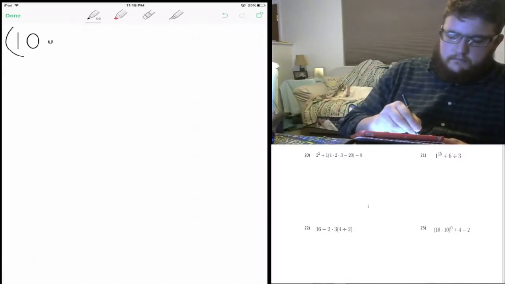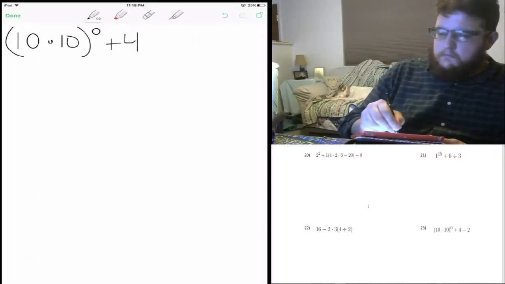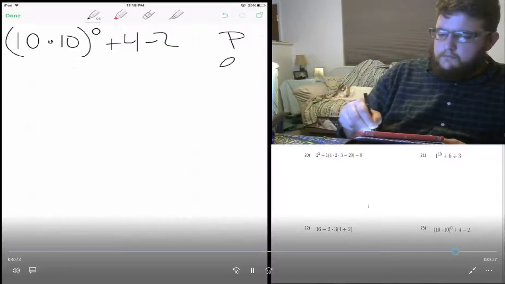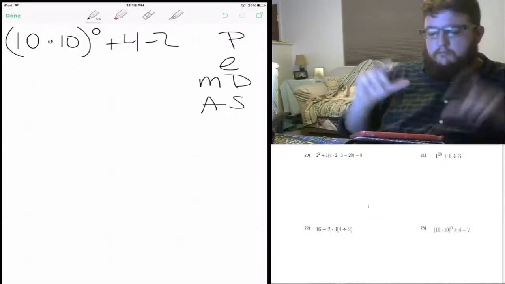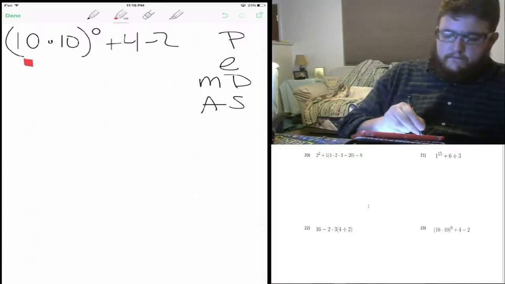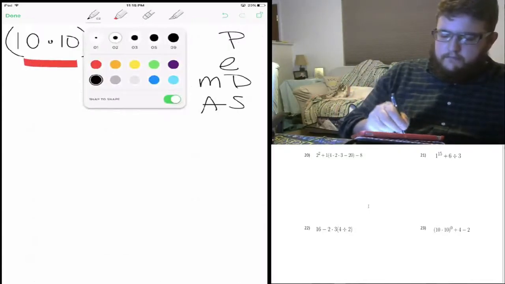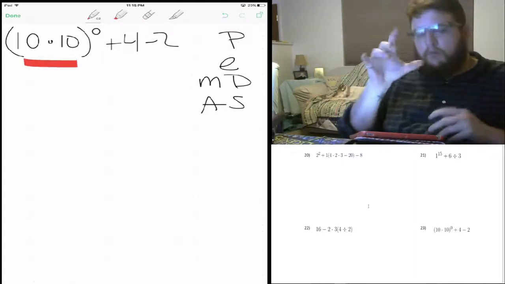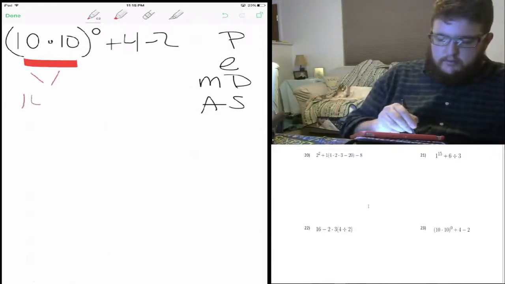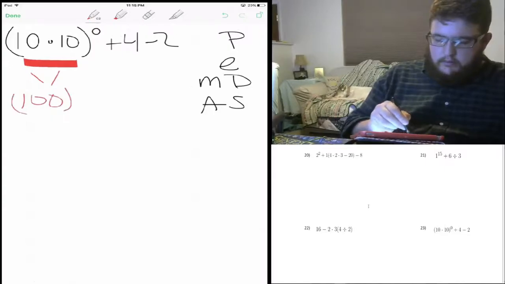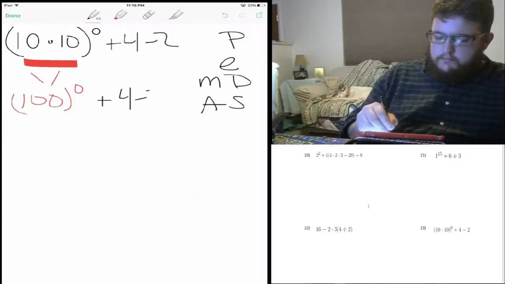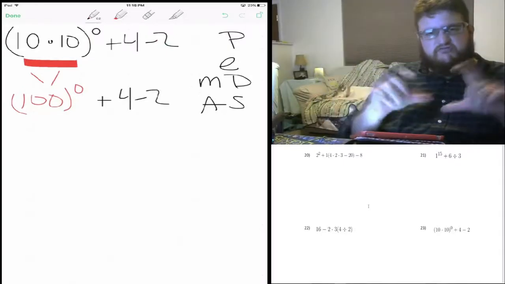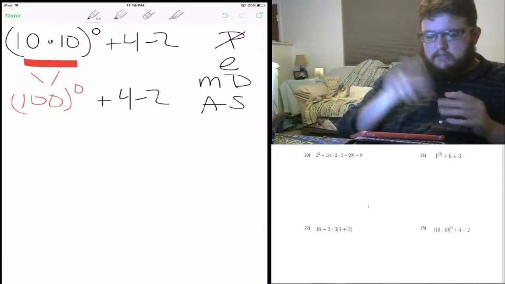Number 23. Number 23 says 10 times 10 raised to the 0 power plus 4 minus 2. Once again, I'll write down PEMDAS because I like to depend on that. It's very important to me. We do have parentheses, so we'll tackle those first. The operation in the parentheses is 10 times 10, which is 100. We'll bring everything else down. We have no more operations within our parentheses, so we're done with that.